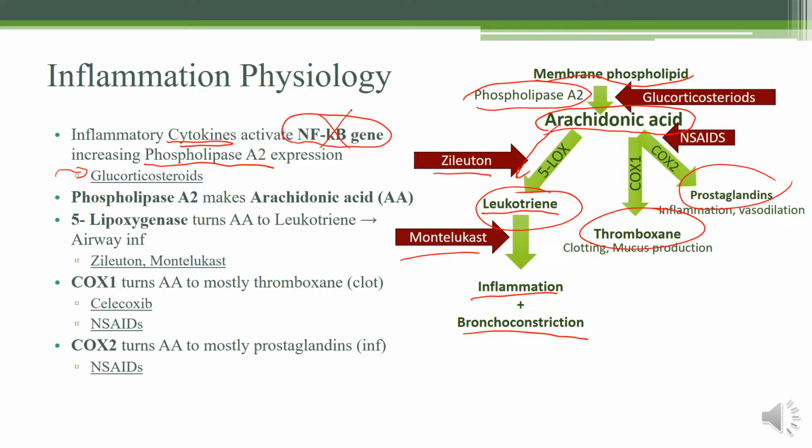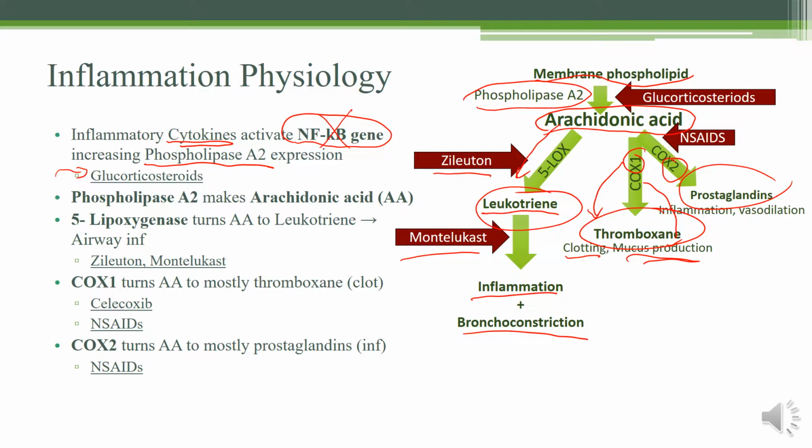Finally, it can go through the COX pathway, and the COX pathway actually divides into two different ones. There's going to be the COX-1 and there's going to be the COX-2. When you say COX-1, I want you to think more of thromboxane, or also known as thromboxane A2, which is going to be very important for clotting. Another thing that the COX-1 pathway also does is mucus production. So you want to think of mucus production as well with COX-1.